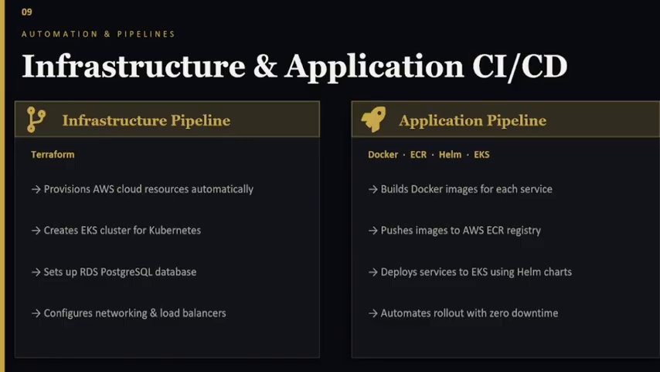We automated deployment with 2 pipelines. The infrastructure pipeline uses Terraform to provision all AWS resources, the cluster, database, and networking, automatically. The application pipeline builds Docker images for each service, pushes them to ECR, and deploys everything to Kubernetes using Helm. No manual steps needed.